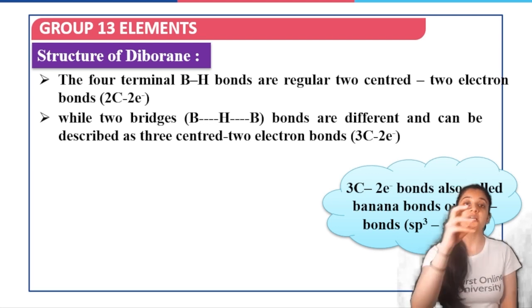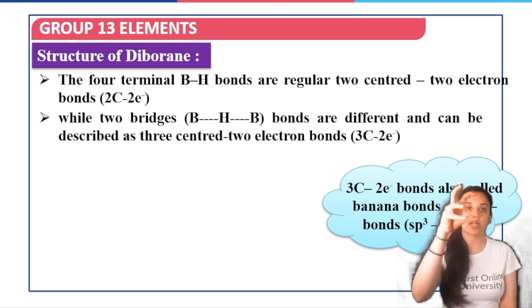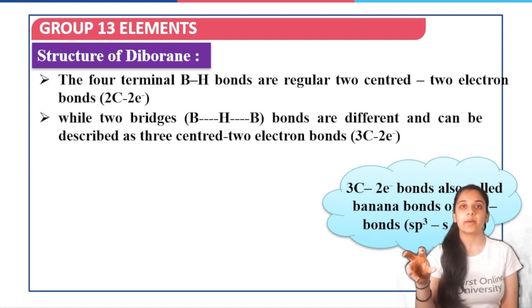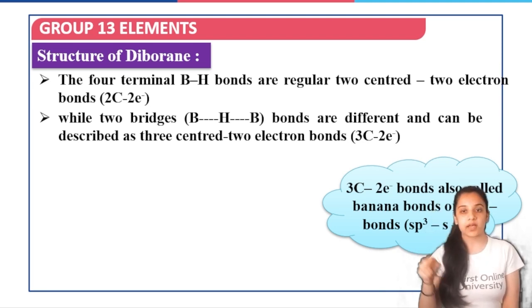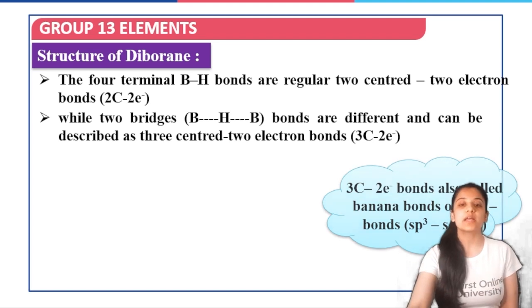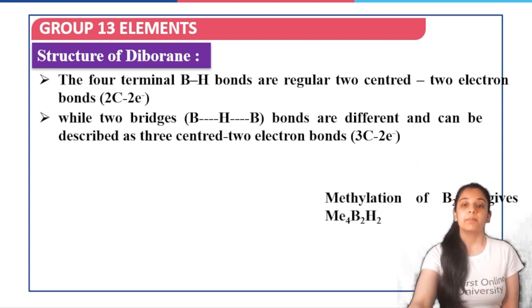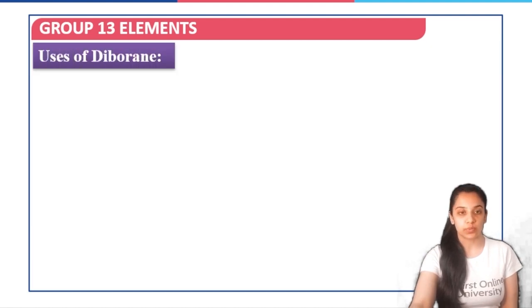Very, very important: boron sp3 hybridized, hydrogen s hybridized, then again a boron sp3 hybridized. So sp3, s, sp3 forming a banana shape. So they are known as banana bonds. Methylation of B2H6 is going to give Me4B2H2.